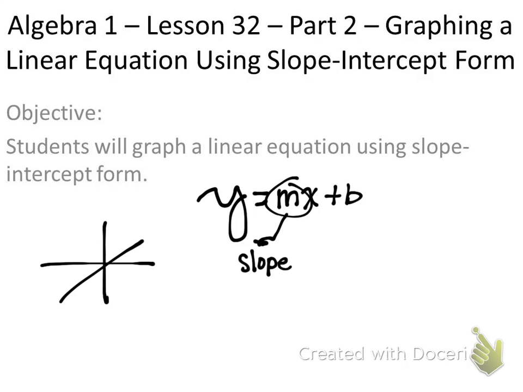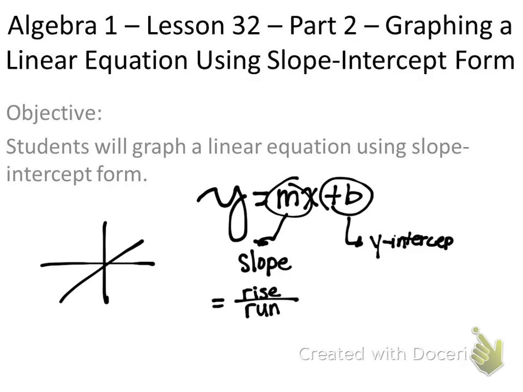Good. And slope stands for what over what? Rise over run, okay? It's a fraction, rise over run. And then b stands for what from yesterday? Y-intercept, okay? So we learned how to read a graph, and then we made an equation. Today we're going to go backwards. We're going to get an equation, and we're going to graph, okay?